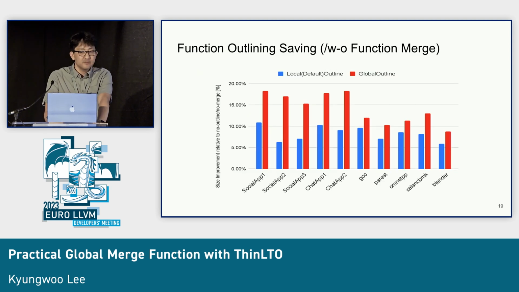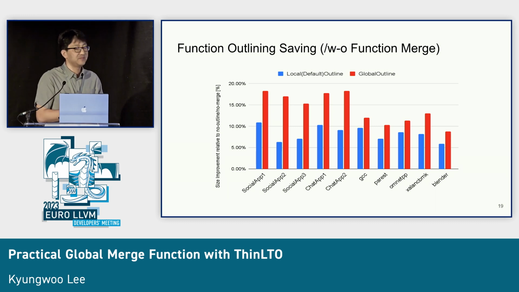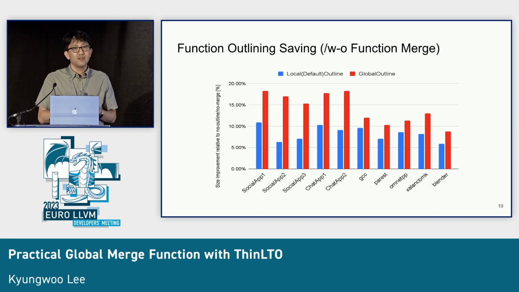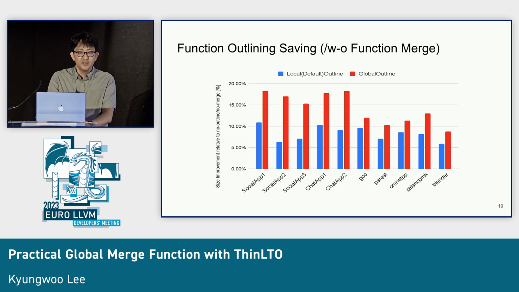This is the code size saving with the outliner only, without the function merger. Local outlining is the default machine outliner case. We saw code size savings from 6 to 11%. Once we enable the global outliner, we more than double that, like 8 to 70% for most of the iOS apps that we target. As you would expect, the global outliner is more effective on large programs compared to the small SPEC programs.